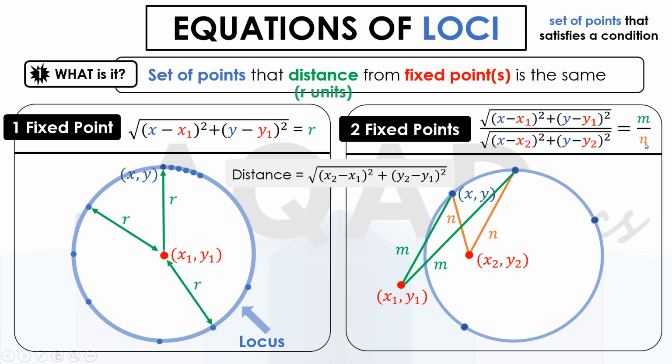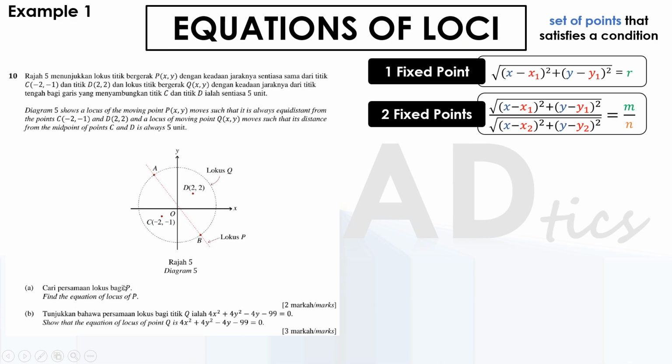For example 1 part A, we need to find the equation of locus P. So let's go back to the question here to find the description. It says point P moves such that it is always equidistant from points C and D. So here we have two fixed points, and what does equidistant mean?